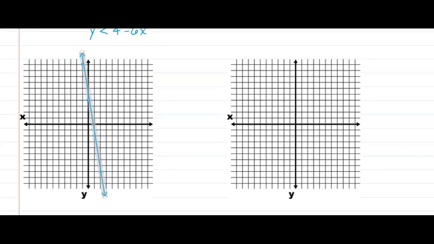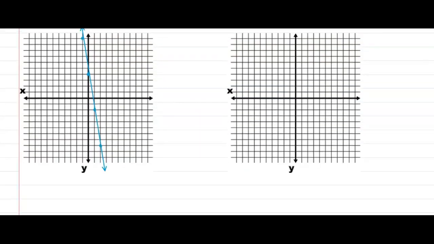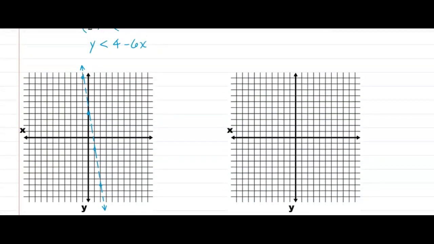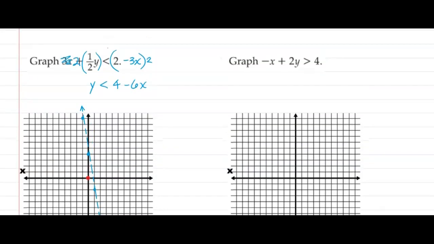I also know that it is strictly less than, so I need to grab my small eraser and make it dashed, which means this line is not part of the solution. It's a boundary, but it is not part of the solution. And now I need to shade, and when your line is fairly vertical as ours is, it can be very tough to tell which side to shade. Reading this, it says shade less than the line, shade under the line. So I think we're going to shade here towards the left, but let's go ahead and test a point. Let's pick 0, 0. Let's go back to our original problem.